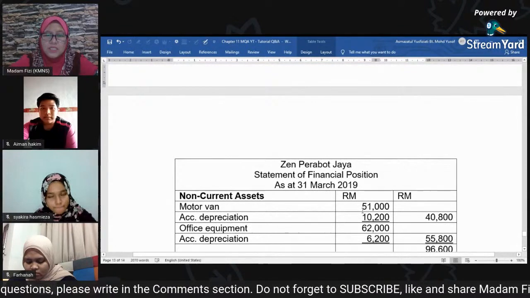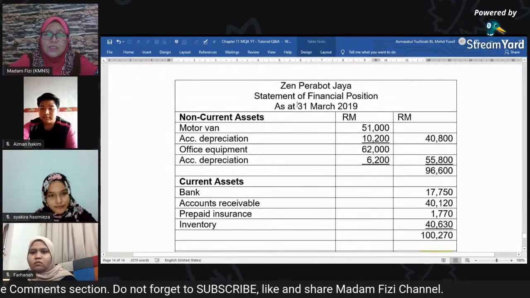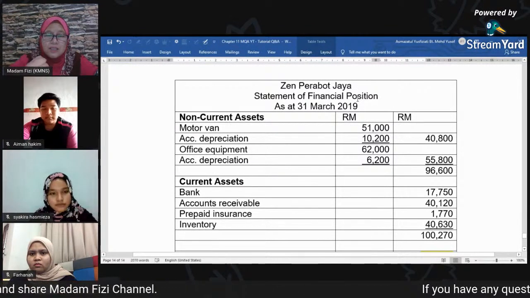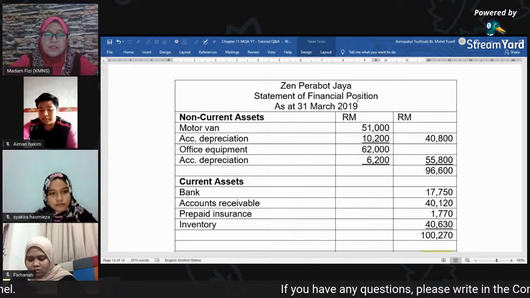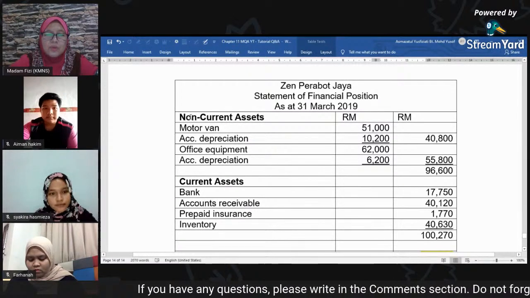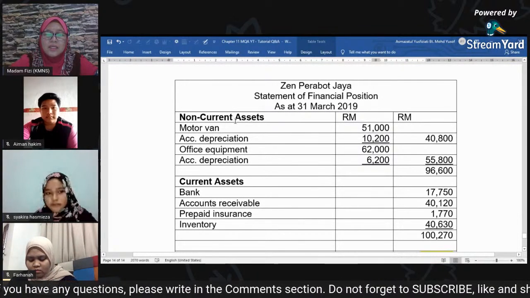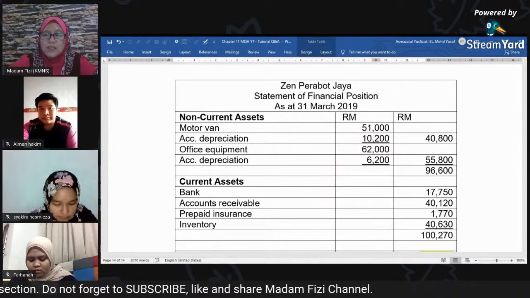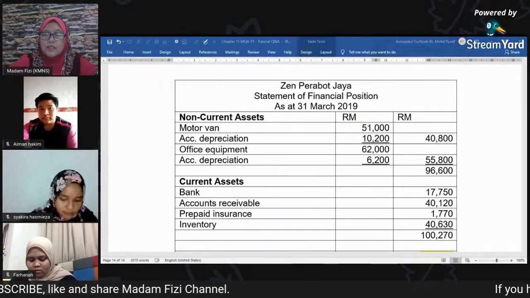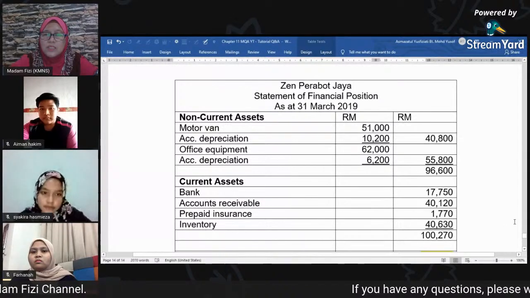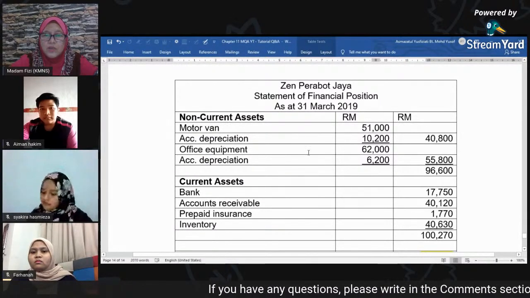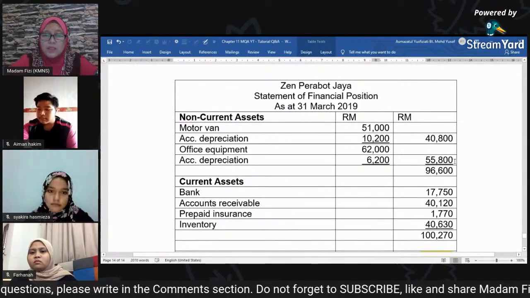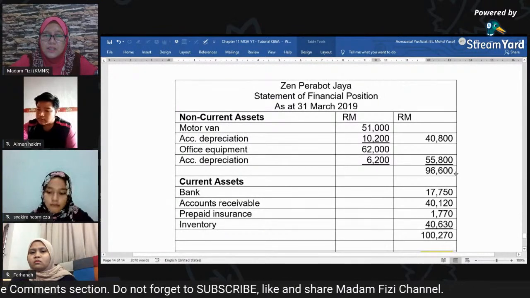Statement of financial position. Okay, so as usual, for financial position, you take the closing balance of assets and also liability and owner equity. So for non-current asset, the fixed asset, you have to minus the depreciation. So for motor van, the net total is 40,800. For office equipment, net is the 55,800. So total non-current asset is 96,600.